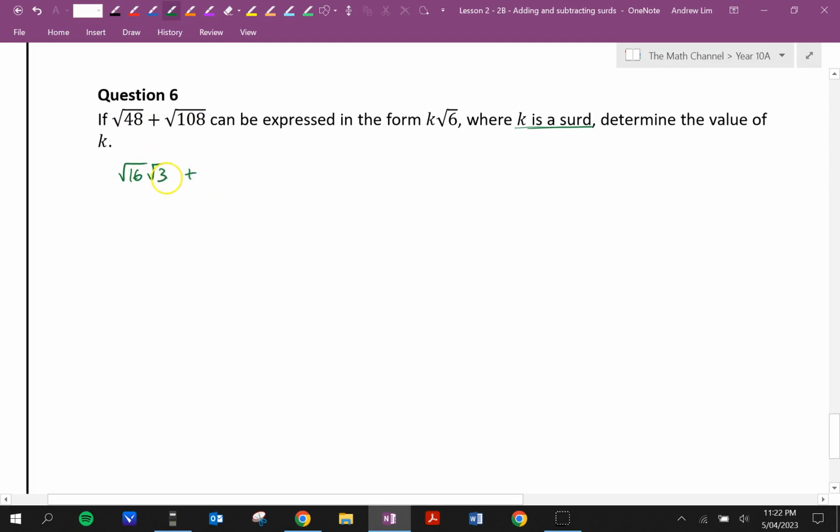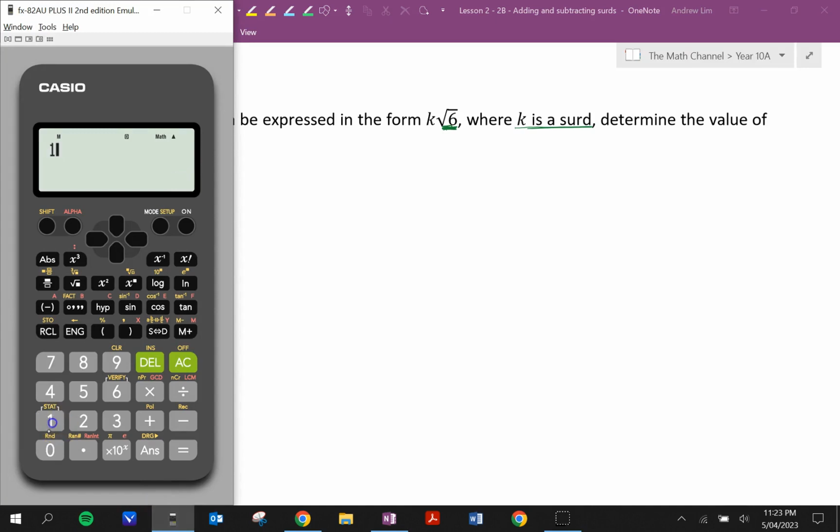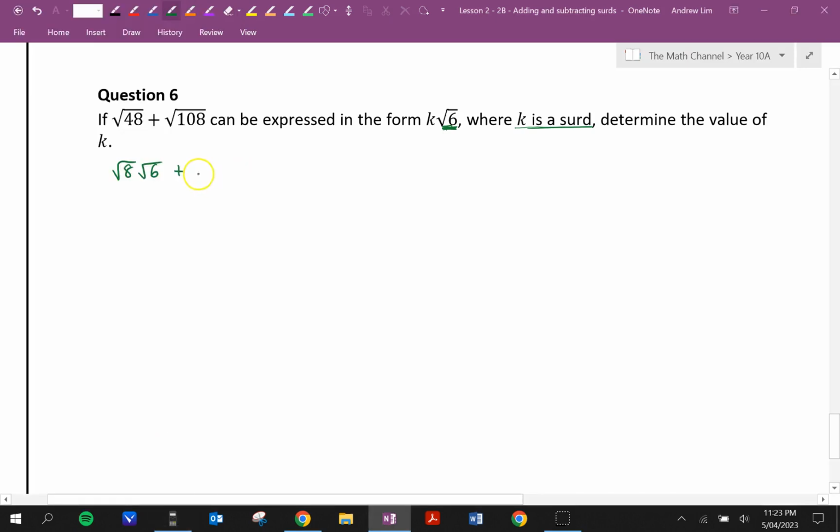But maybe we won't use 3. I know we can, but here it says we've got root 6, so let's use that instead. We'll say it's root 8 root 6, because 8 times 6 is 48. What about that 108? What do I get when I divide 108 by 6? I get 18, so root 18 root 6.